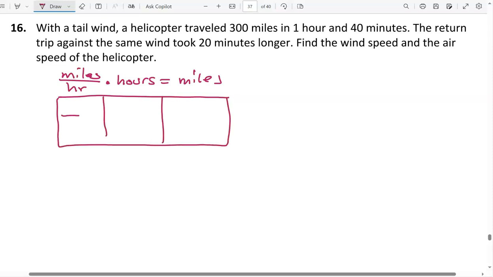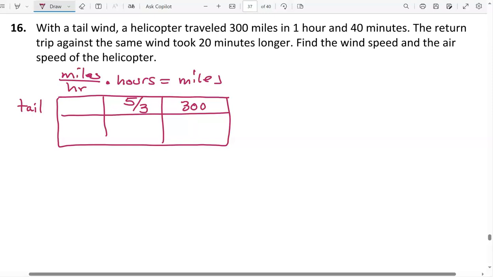And in this particular situation, a helicopter traveled 300 miles in 1 hour and 40 minutes, and then the return trip against the same wind took 20 minutes longer. So we have a tailwind first, and that trip was 300 miles, and 1 hour and 40 minutes is 1 2/3 hours, which as an improper fraction is 5/3 of an hour.